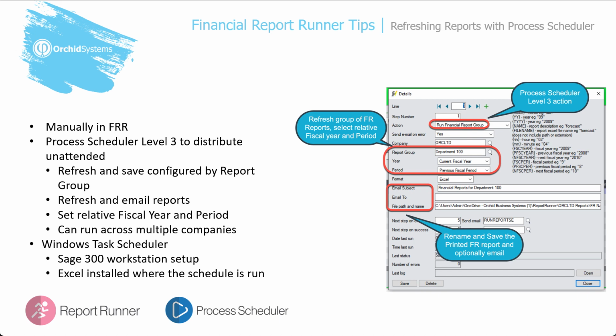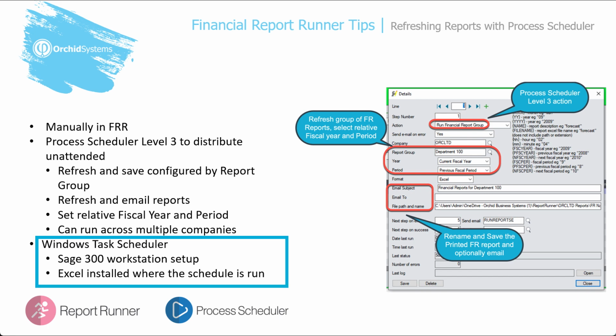Finally, we typically schedule this through Windows Task Scheduler. And again, we will not look at the detailed steps of configuring Process Scheduler. This is all documented in the videos on setting up Process Scheduler in general. We will focus on what is relevant to Financial Report Runner. A reminder that you need to do a Sage 300 workstation setup and have Excel installed on the machine where the schedule is run in Windows Task Scheduler.